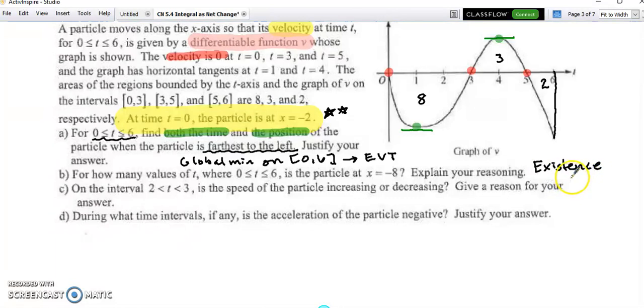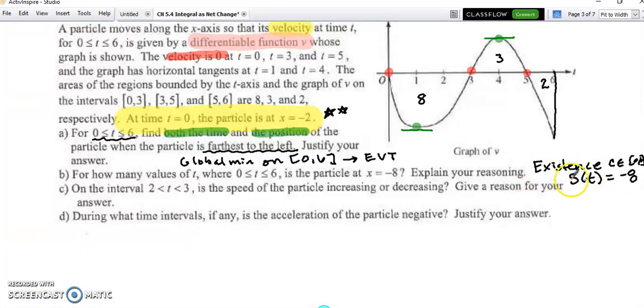And we're looking at the existence of when the particle's position is at -8. So if we want to call the position function s of t, we want to know s of t equals -8. Is there a time on the interval? So does there exist a, say, c in the interval from 0 to 6 for which the particle's position is -8?